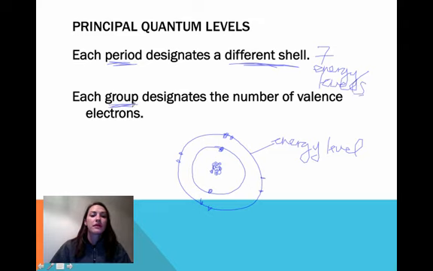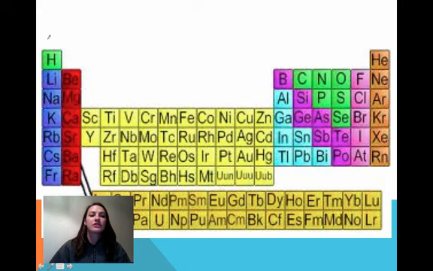The group designates the number of valence electrons. Remember, valence electrons are those ones in the outside shell only, not the ones on the inside. The inside ones are called the core electrons. The outside level are called the valence electrons. Okay, so when we look at our periodic table, we can count the number of valence electrons, and that goes up to 8. When we look at our periodic table, remember our valence electrons, there's going to be 1, 2, skip over your transition elements, 3, 4, 5, 6, 7, 8 valence electrons, okay? The period is each energy level, each shell, okay?